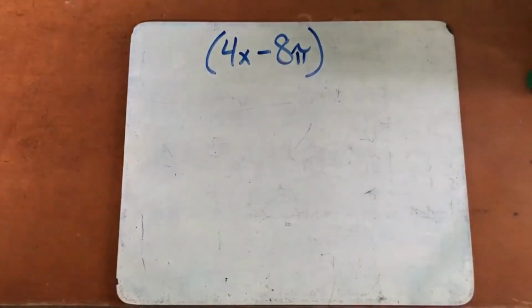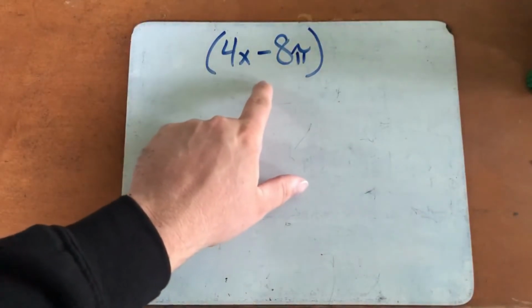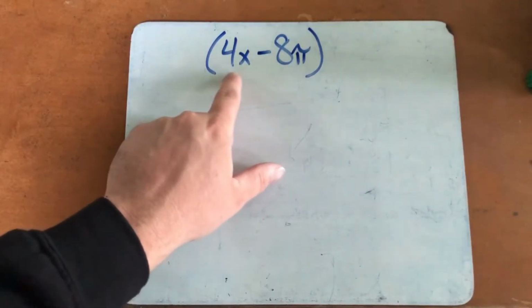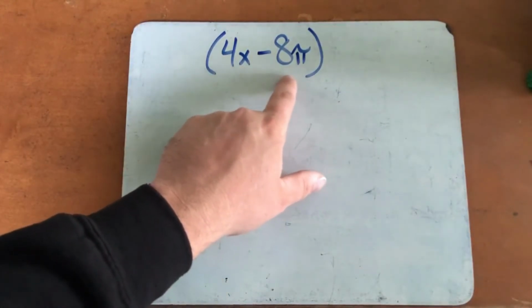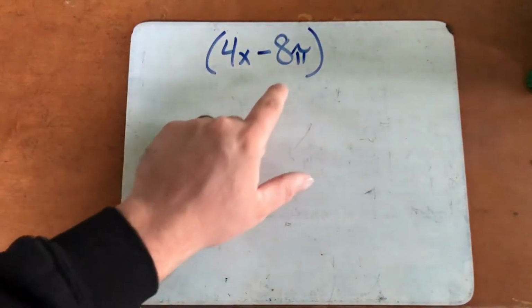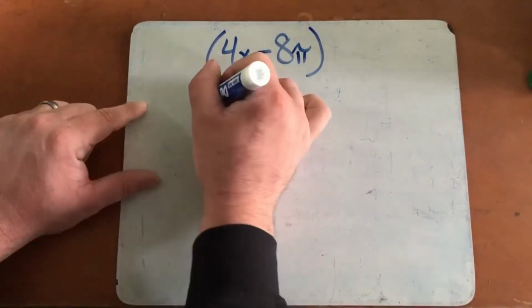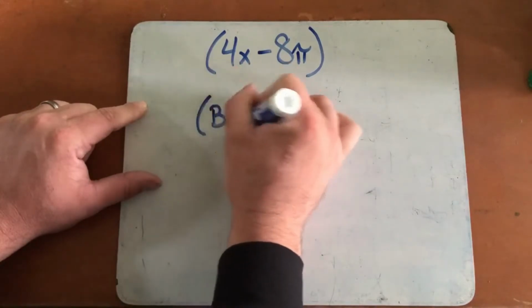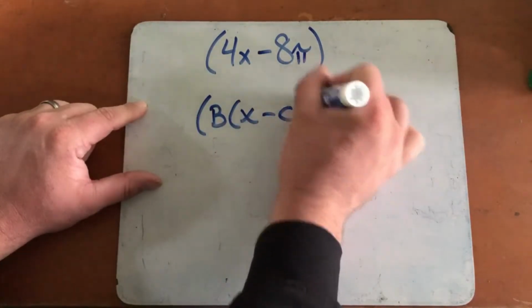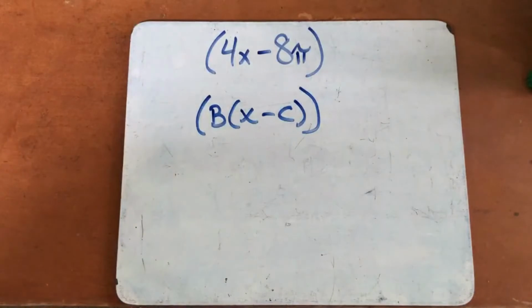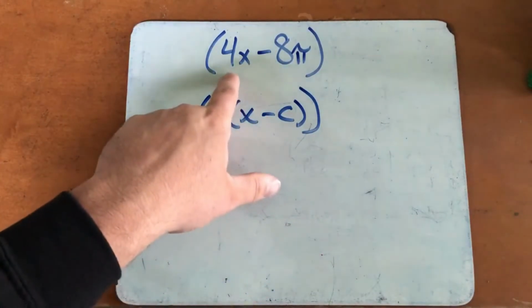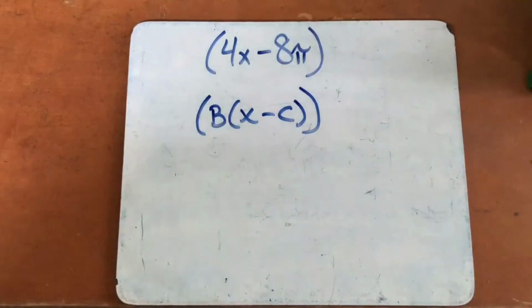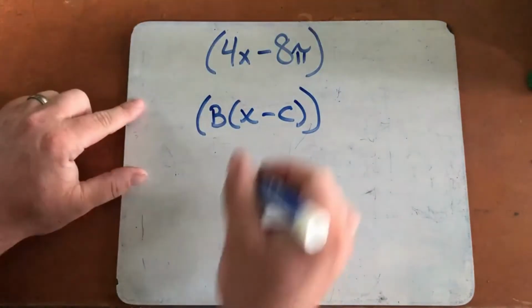Now, one thing I want to point out before I really dive into finding these features is that a lot of times the parentheses in the problem will look like this, where it says 4x minus 8 pi. So right now you're thinking C is 8 pi, but it's not really. When I write out my equation, the parentheses should look like this, the easiest way to find B and C. Notice this is B parentheses x minus C, and this does not look like that, but it's pretty quick and easy.